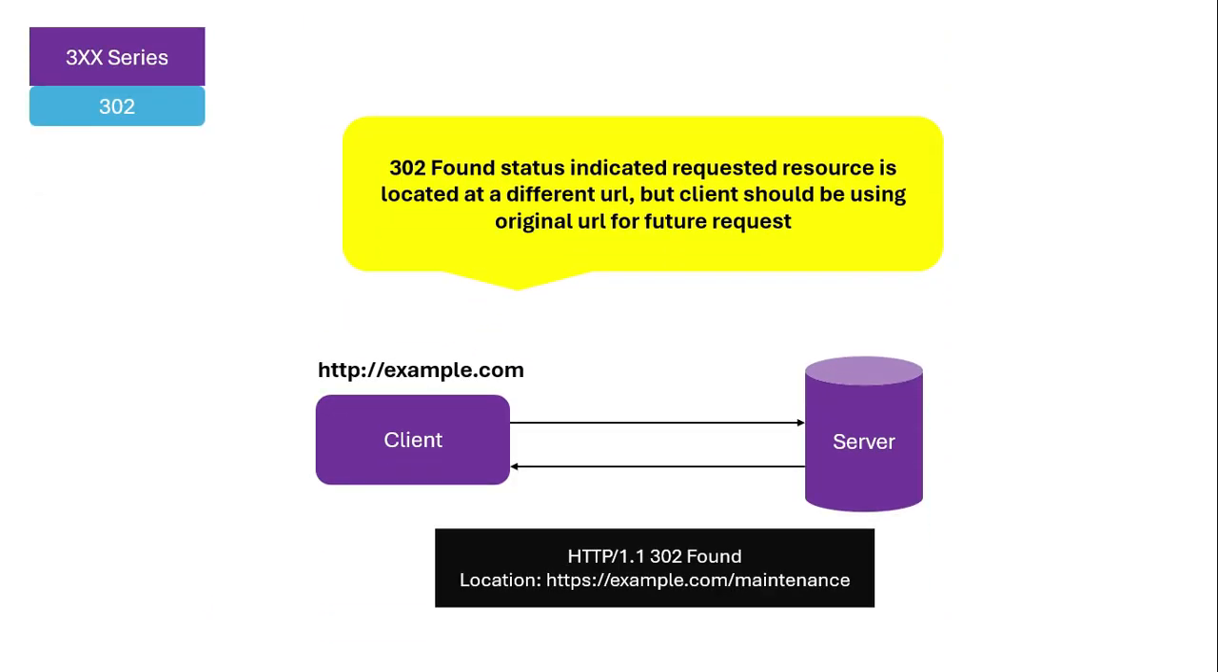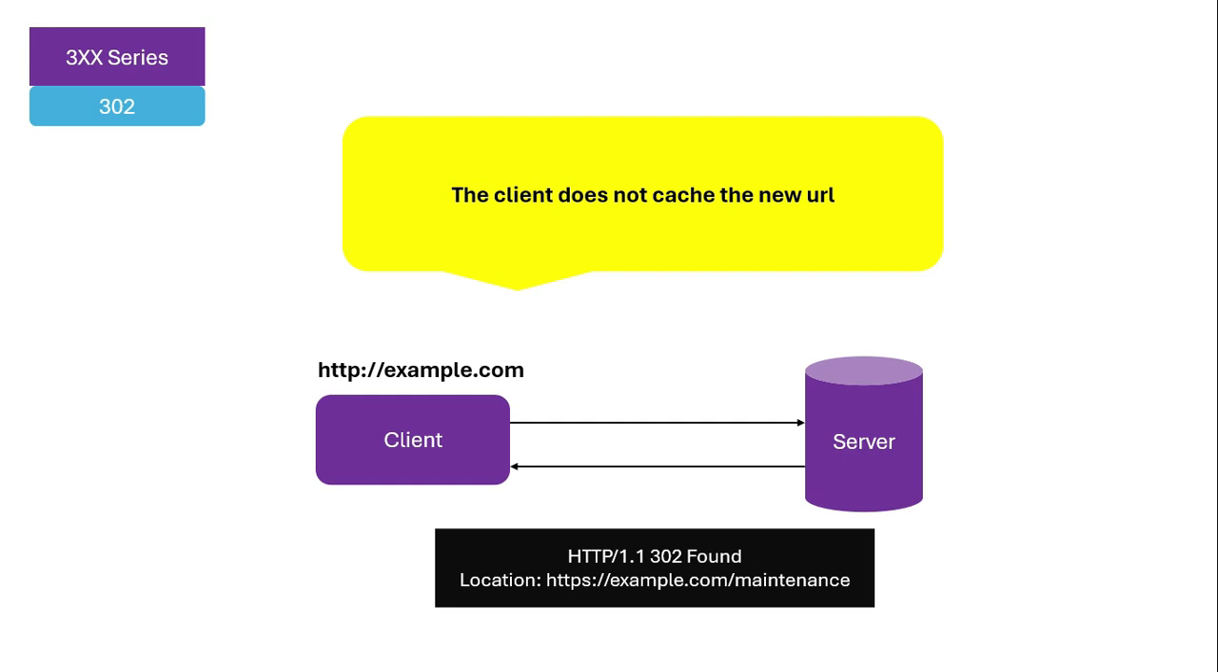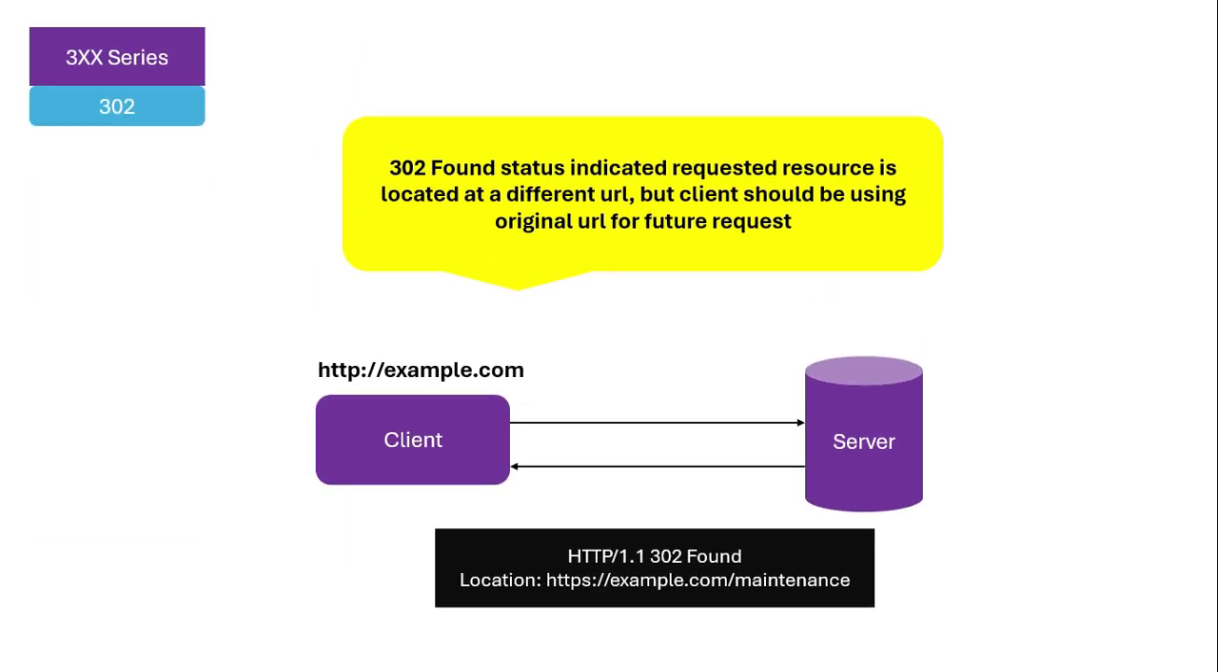Here it is for 302 Found. This status indicates the requested resource is located at a different URL, but the client should be using the original URL for future requests. It's just for maintenance purposes. So the client doesn't cache the new URL. It is indicating the client should be using the original URL for future requests.